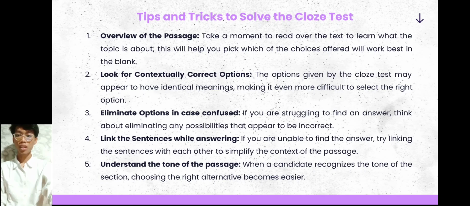Number 4. Link the sentences while answering. If you are unable to find the answer, try linking the sentences with each other to simplify the context of the passage. Number 5. Understand the tone of the passage. When a candidate recognizes the tone of the section, choosing the right alternative becomes easier.